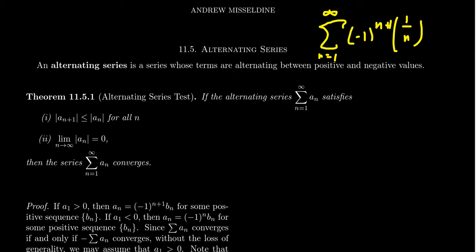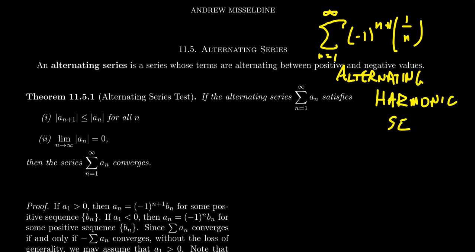So if you take this series, for example, the sum from n equals 1 to infinity of negative 1 to the n plus 1 times 1 over n, and take away the negative sign, this is just the harmonic series. But now it has this alternating factor, plus, minus, plus, minus. This turns out to be the alternating harmonic series. While we've seen that the harmonic series is a divergent p-series, it turns out that the alternating harmonic series is actually a convergent series.